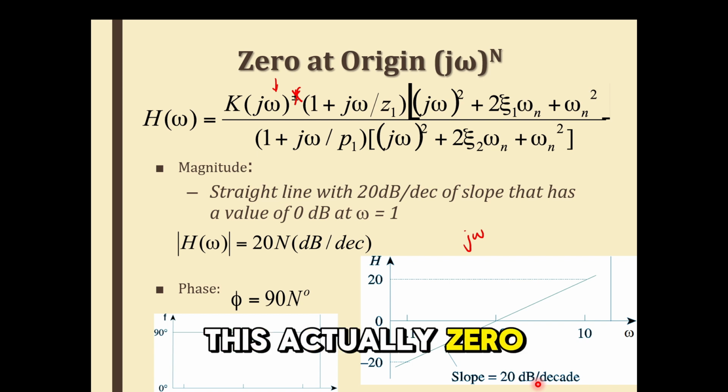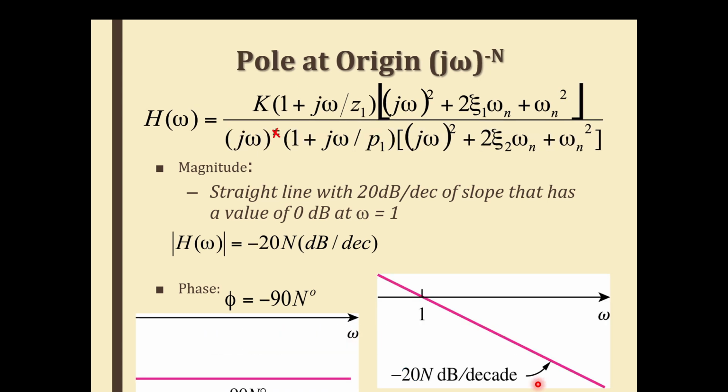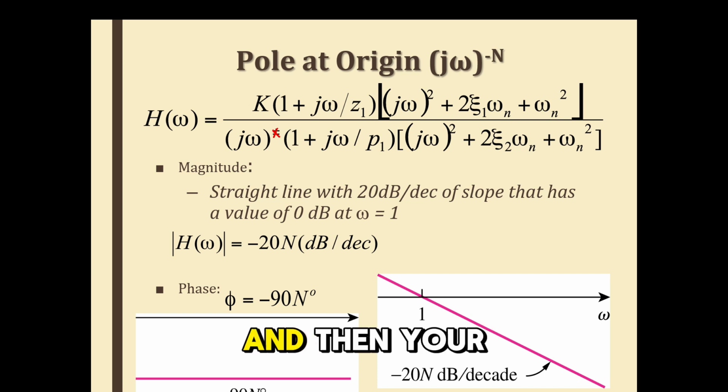Okay, this is the zero at origin, and for a pole at origin you have the same thing, negative 20 dB per decade, but on the negative side, and then your phase will be at negative 90. So we will draw one by one, but this is just for your information.